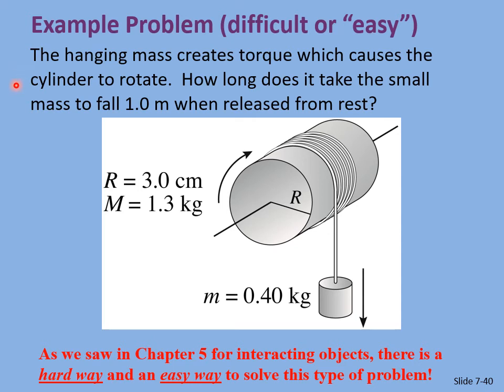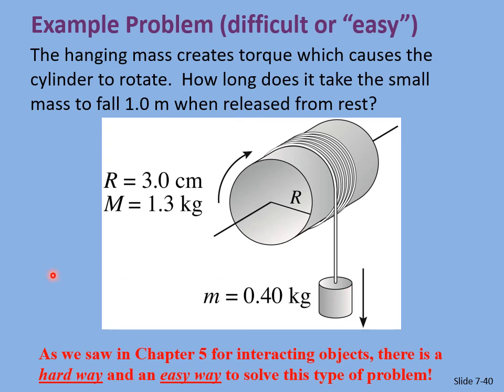How long does it take the small mass to fall 1 meter when released from rest? So in other words, if we release this mass here, it is going to fall, but remember it's got the string attached to it, and that string is going to unravel and unwind and get the cylinder to rotate. So this is a combination of a dynamics and a kinematics problem. So in order to solve the kinematics, in other words, find out the time and things like that, we have to first do the dynamics and figure out what is the angular acceleration of this cylinder so we can figure out the acceleration of the hanging mass.